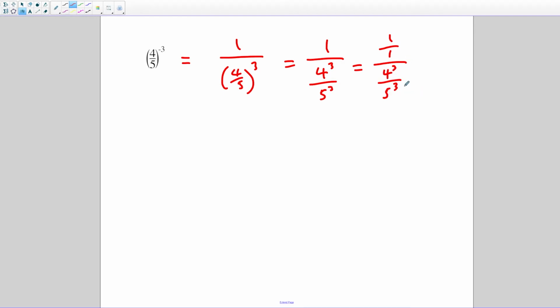And from here, I'm going to multiply by the reciprocal of the bottom fraction since we are dividing 2 fractions. So I have 1 over 1 times the reciprocal of this, which means I'm going to flip the 5 cubed and the 4 cubed. So I have 5 cubed over 4 cubed. And since we're multiplying fractions, I multiply across the top, divided by 1 times 4 cubed, which is just 4 cubed. And that's exactly what we wanted.